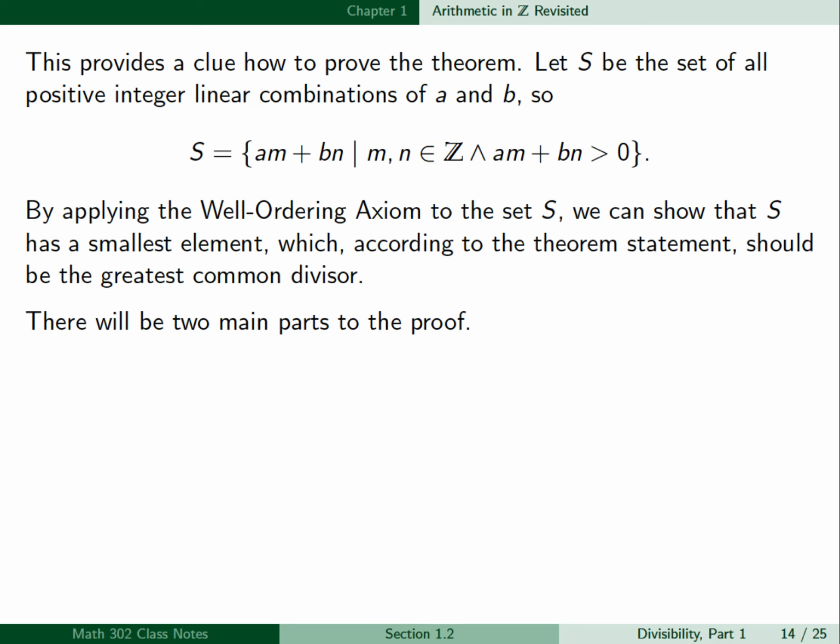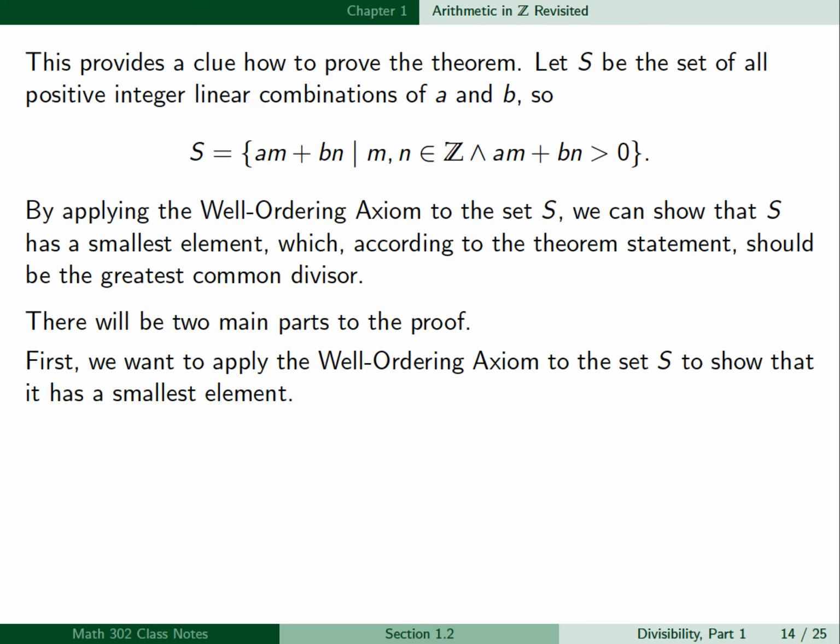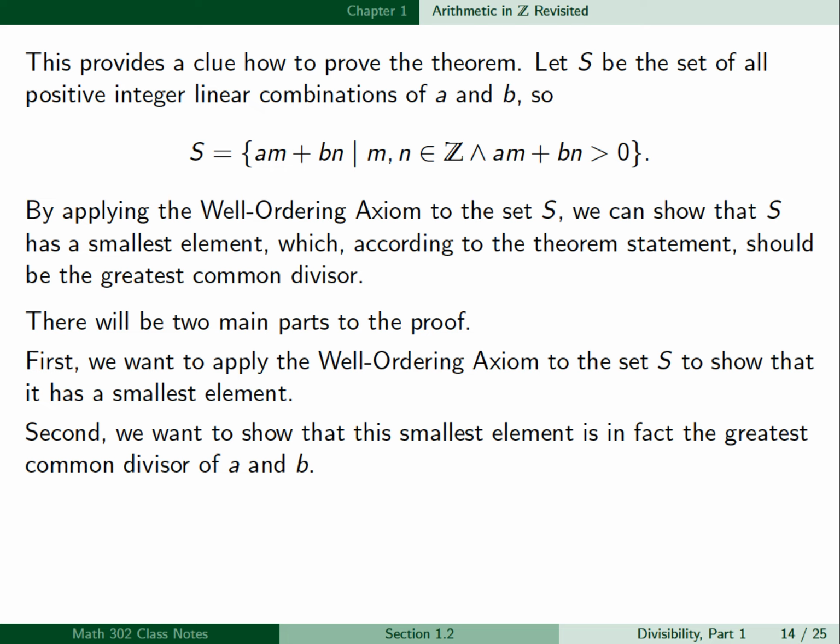So there will be two main parts to the proof to show this. First, we want to apply the well-ordering axiom to the set S to show that it has a smallest element. And second, we want to show that this smallest element is in fact the greatest common divisor of a and b.